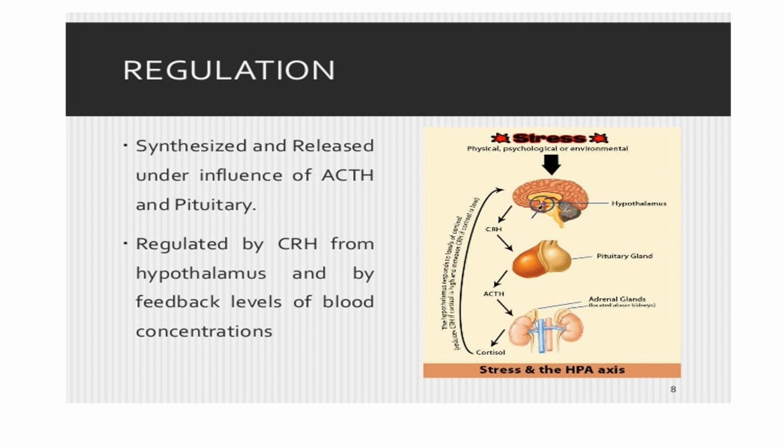Now if you see in the picture, these are released at the time of stress: physical, psychological and environmental stress. This system gets activated, and these hormones are released in the body under the influence of ACTH.